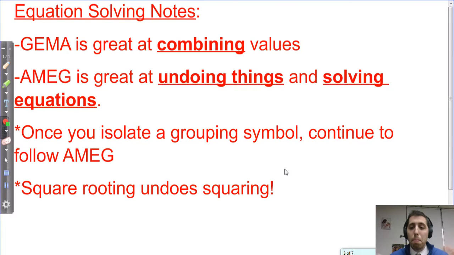Another reason that AMEG is so good at what she does is because Gemma tells us not about solving equations, but about combining values. So Gemma tells us, how do you put numbers together? If you have 5 squared plus 3 times 2, what does that equal to? Gemma tells you exactly what to do. But AMEG is saying, if you don't know one of those values and you have to isolate it, you have to undo what's been done. And we want to follow the opposite of the order of operations. We want to undo all of that. We have to kind of go backwards to get one of those numbers alone, one of those values alone.